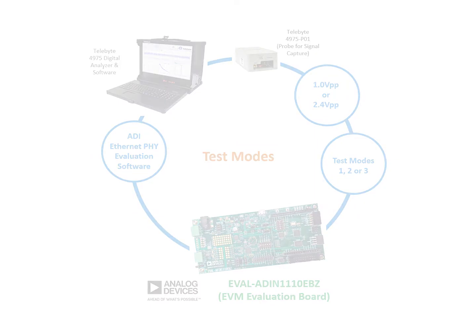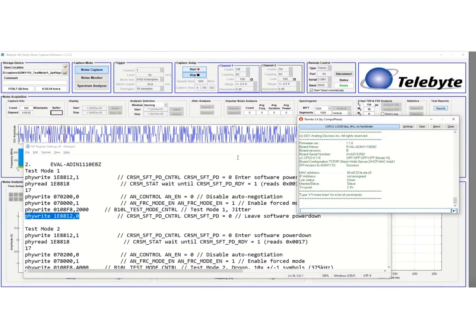Let's take a look at the software in action. Today we're going to test the 10BASE-T1L transmitter compliance testing in the IEEE 802.3cg-2019 standard. I have an Analog Devices evaluation board, the 10BASE-T1L MAC-PHY. It's the EVAL-ADIN1110EBZ model. And I have the Termite software.